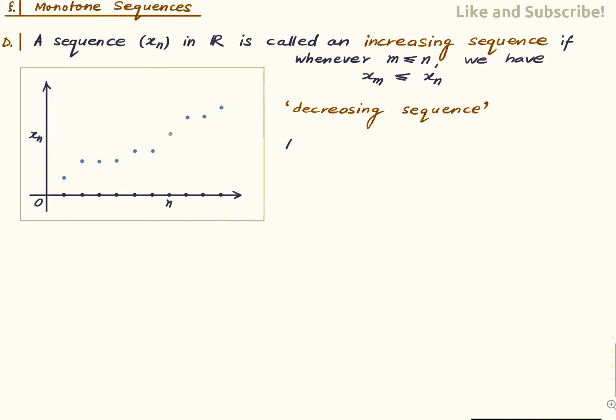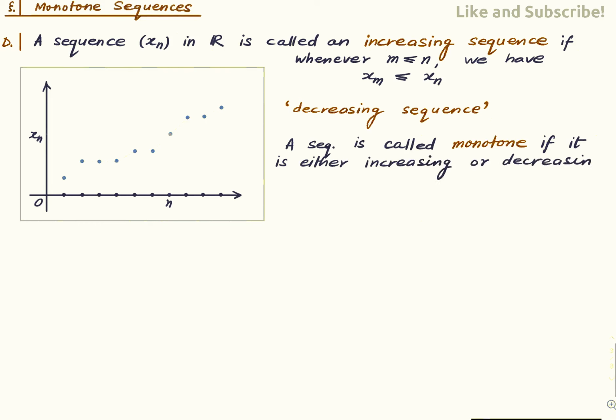And a sequence of real numbers is called monotone if it is either increasing or decreasing. So if you have an increasing sequence, we call it a monotone sequence. If you have a decreasing sequence, we also call it a monotone sequence. So there are two kinds of monotone sequences, decreasing ones and increasing ones.